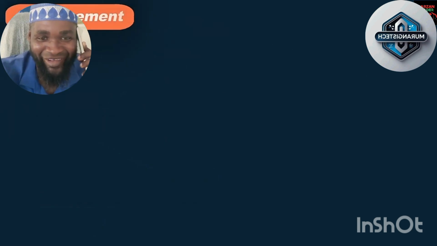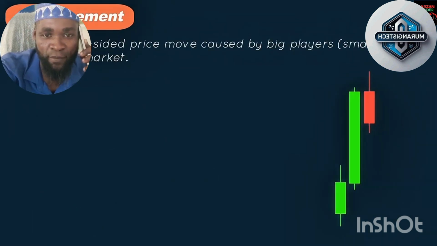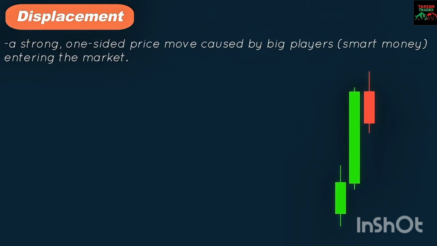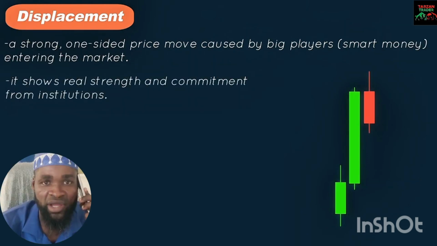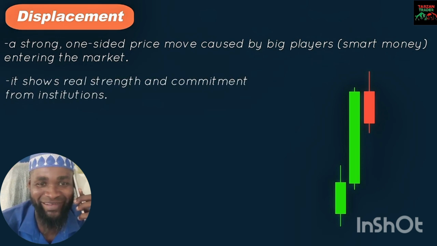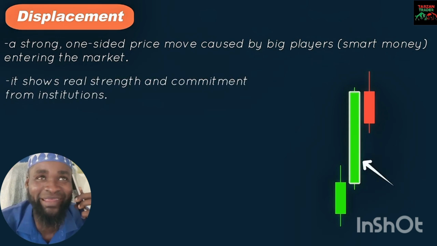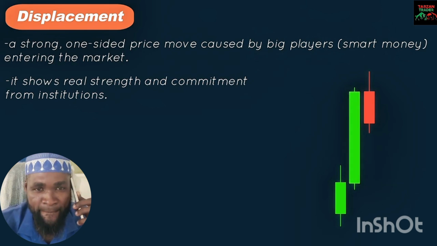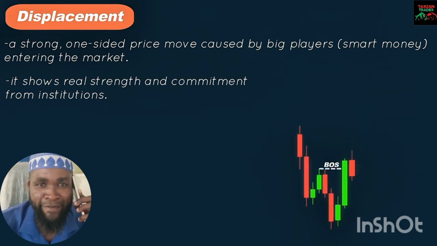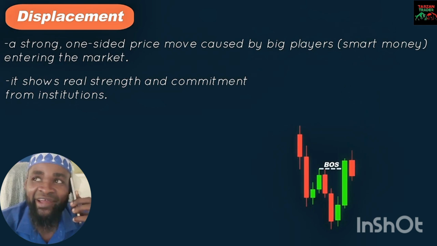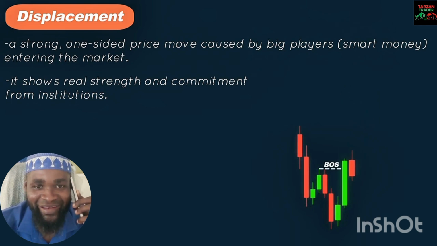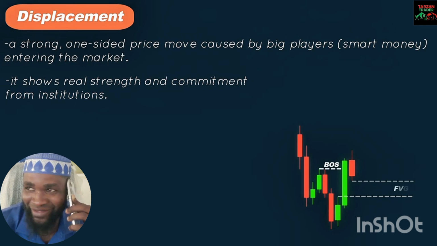Step 1. Displacement. Displacement refers to a strong, one-sided price move caused by big players, smart money, entering the market. It's not random. It shows real strength and commitment from institutions. You'll notice this move through large candles with big bodies and small or no wicks. These candles often break market structure or shift the trend, and they usually appear away from liquidity areas. This type of move is what creates a fair value gap.